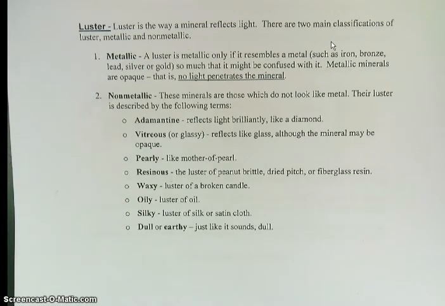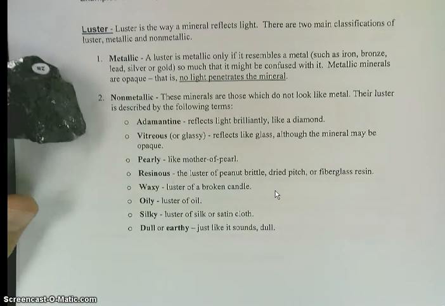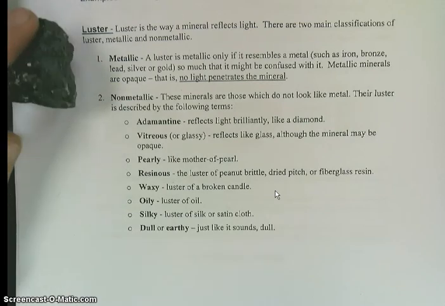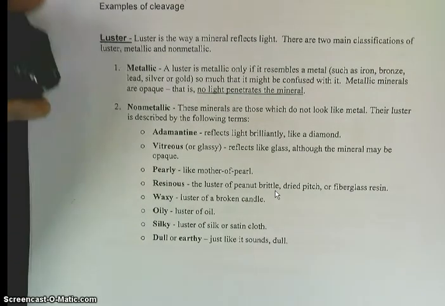We'll use metallic, so does it reflect light to the extent that it looks like a metal? Or is it non-metallic and does it display some of these subcategories? And these descriptors will help you understand what that means. So for example, a metallic luster would be something like this. This mineral very obviously reflects light in a brilliant way. And this mineral, therefore, would be considered metallic.